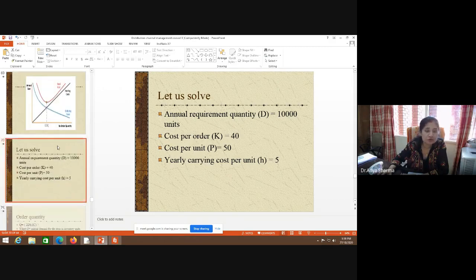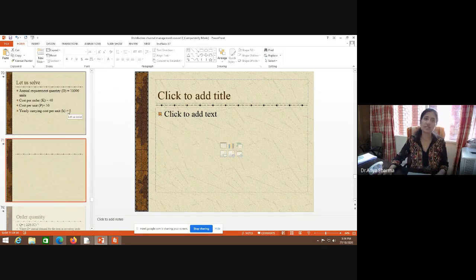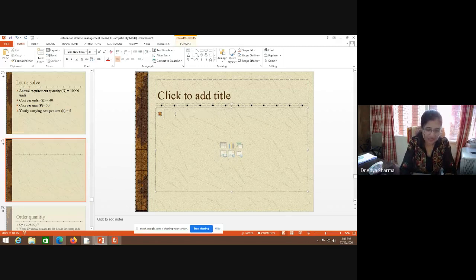Those of you who are interested, can we quickly do this? The moment I do this, I have all this information here in front of me. I have the formula in front of me, and it says that EOQ is equal to the square root of, so I will put square root of 2D. What is D? 10,000.